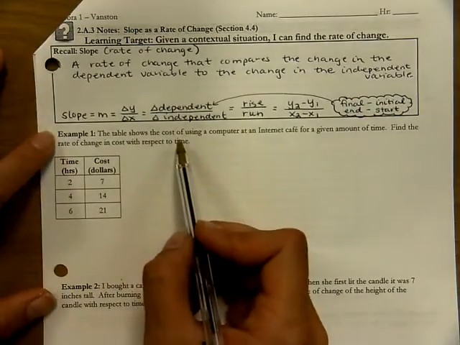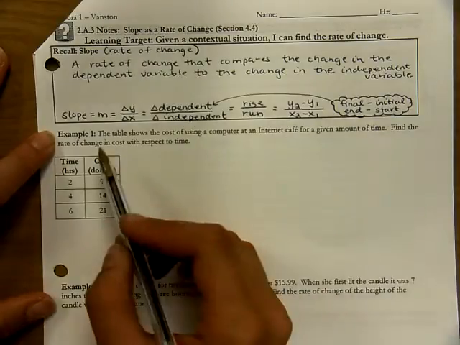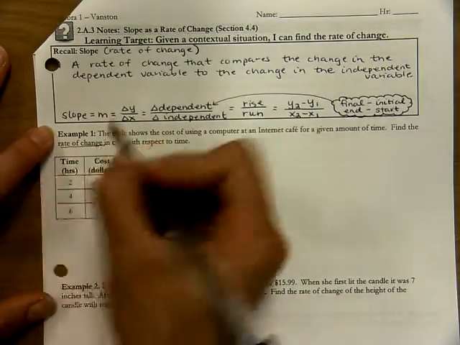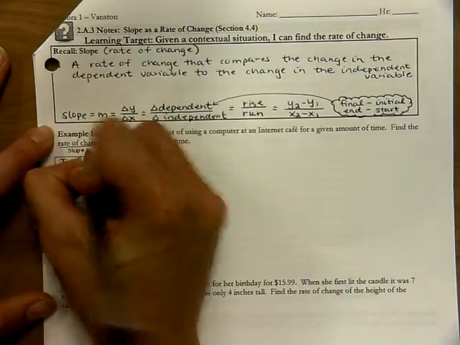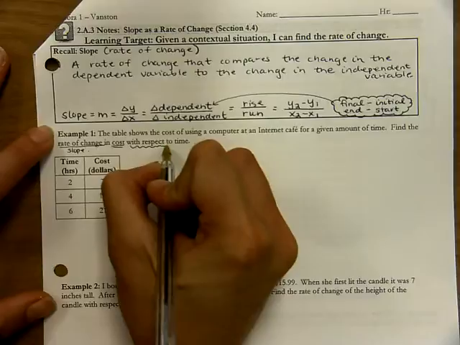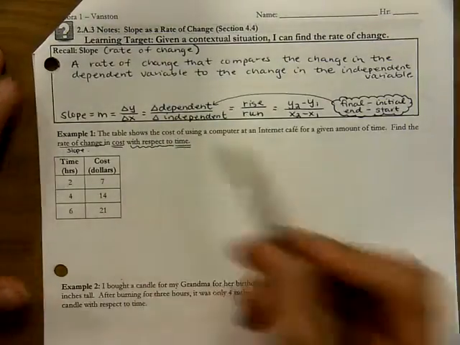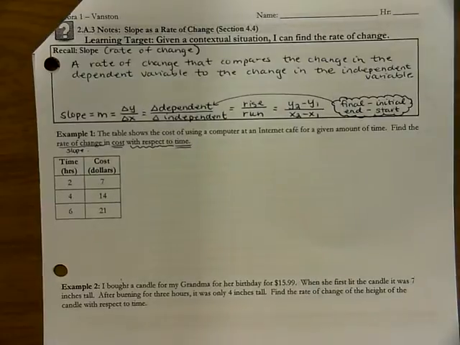Example 1 says the table shows the cost of using a computer at an internet cafe for a given amount of time. Find the rate of change. So rate of change, anytime I see that, I'm thinking, okay, that means slope in cost with respect to time. So cost with respect to time. So before we even dig into the problem, let's think about what this actually means.